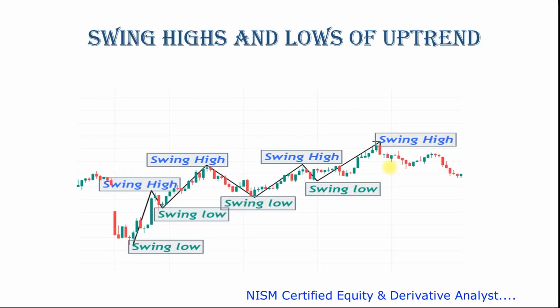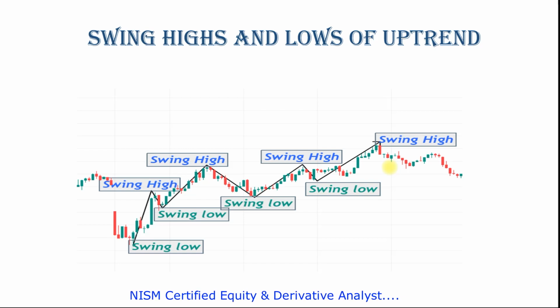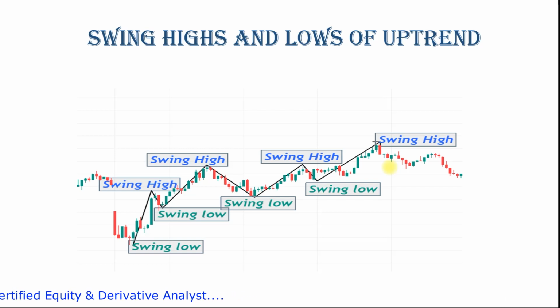If the price is moving in an uptrend, price will not move in a straight line. Price will make swing highs and swing lows. If we connect all the swing highs, we will get one trend line. If we connect all the swing lows, we will get one more trend line. So this is how we have to draw the trend line.